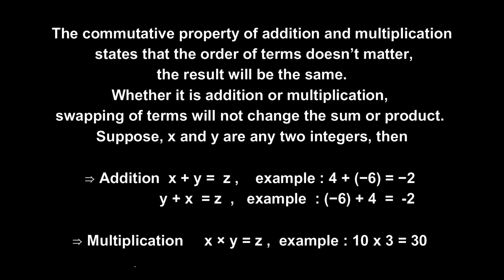Suppose x and y are any two integers. Then adding x plus y, the answer is z, or y plus x, the answer is always z. An example is given here on the right side: 4 plus minus 6 is equal to minus 2. You can see here 4 is a positive number and 6 is a negative number, and when we add these two, there are two different signs, plus and minus.